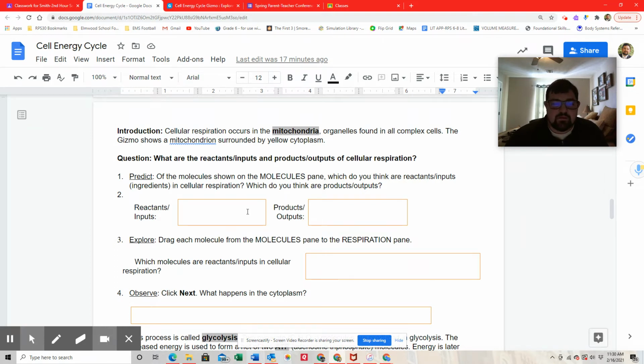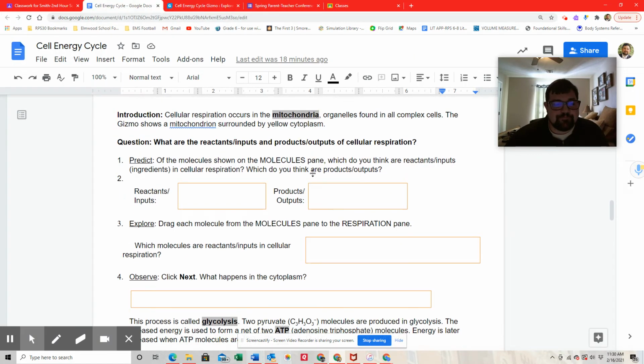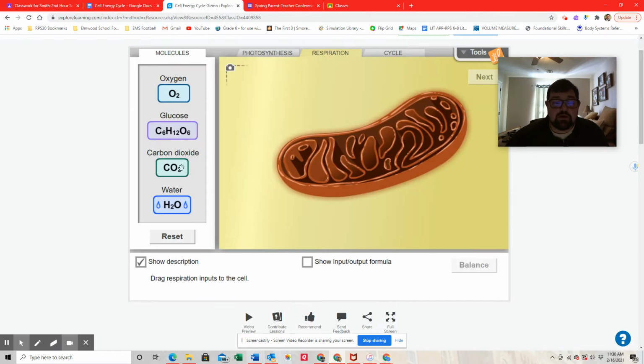So, right now, I don't know if you noticed, but there's no add light here. So I wouldn't maybe put light in your prediction. Okay. Then we're going to explore just like we did before, which means we're going to drag these, which is kind of like doing our experiment. You'll notice if I drag CO2, it doesn't go in there. If I drag H2O, it doesn't go in there. If I drag oxygen, it goes in there. If I drag glucose, it doesn't go in there.